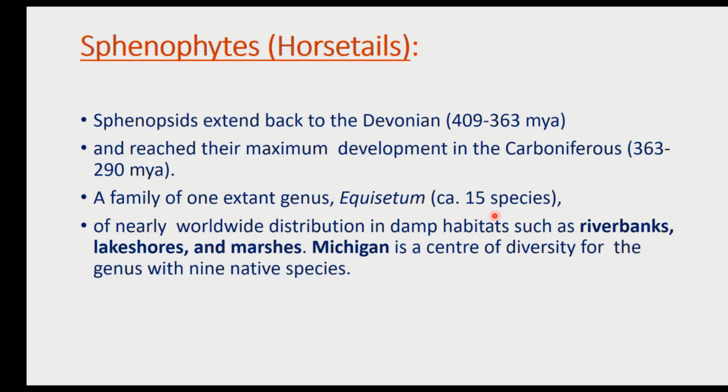So if a question just comes, say, describe the distribution of a certain species, they're talking about the habitats. They're talking about where you find that kind of species. They're talking about where you live. That's the distribution. So no matter how the examiner can be trying to put that trick. If he asks about the distribution of these Sphenophytes, he's talking about their habitats, such as riverbanks, lake shores, and marshes in Michigan, which is a center of diversity for the genus with 9 native species.